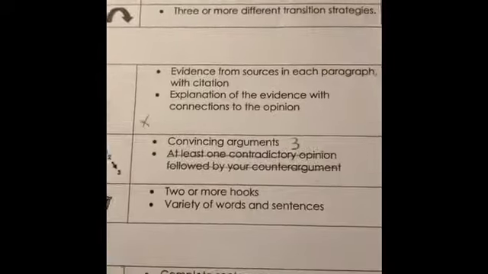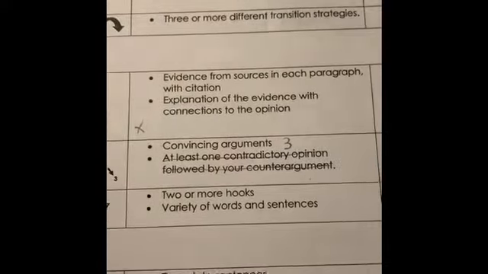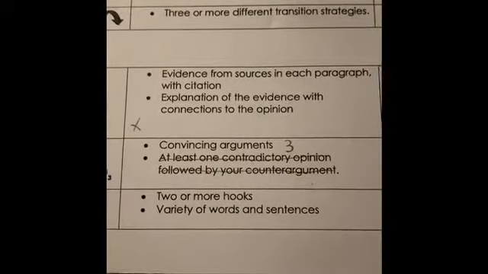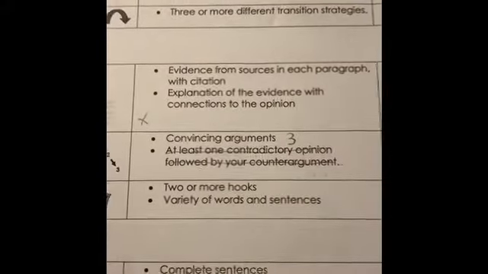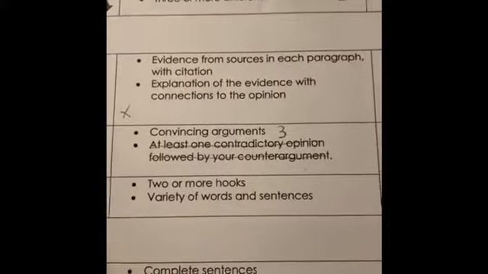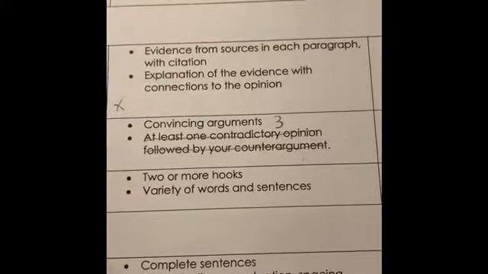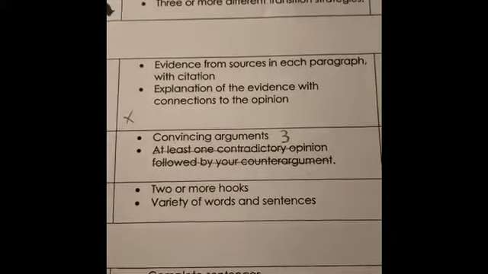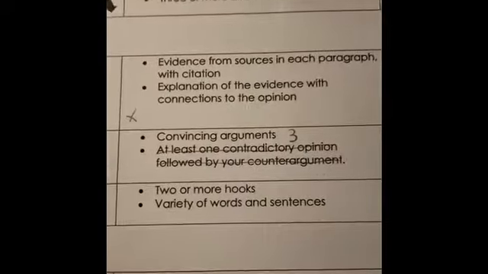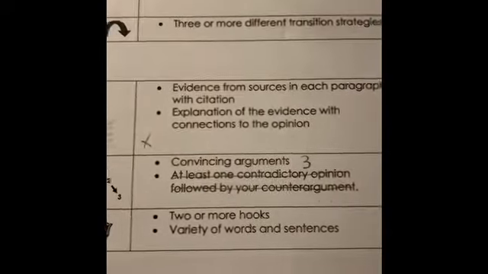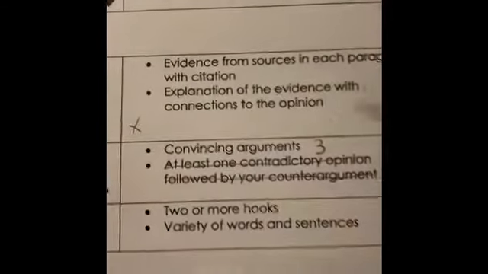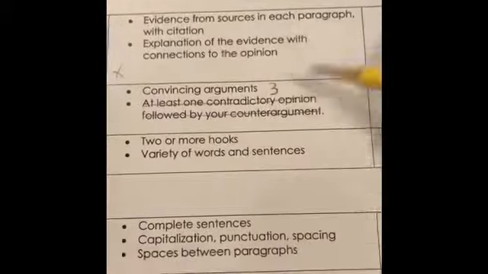And then voice. 2 or more hooks. Remember, a hook is something that gets the reader excited to read. And a variety of words and sentences. This is where you don't want to use the same sentence structure for every sentence. So for instance, I don't want to say, cats are the best pet, and they're really loyal, and they like their owner, and they sleep all day. I'm using the same sentence structure the whole time. I want to use a variety of words and sentences, and we'll talk more about that later this week also.